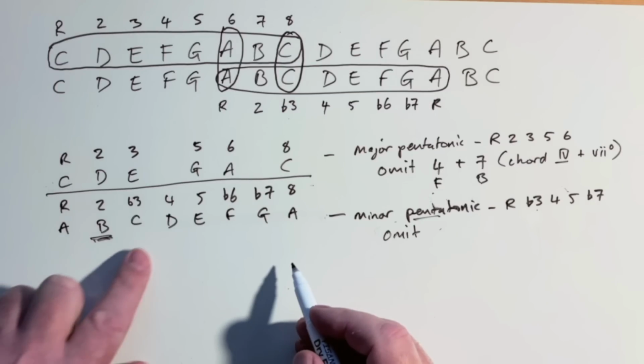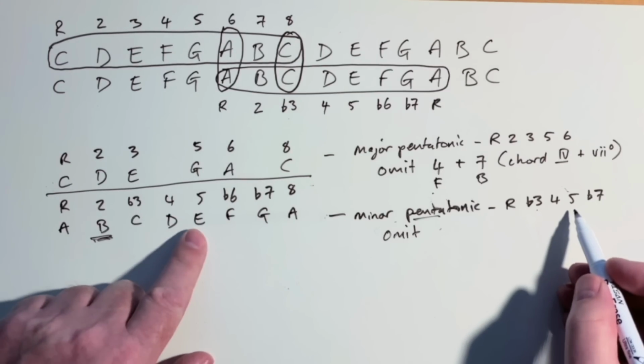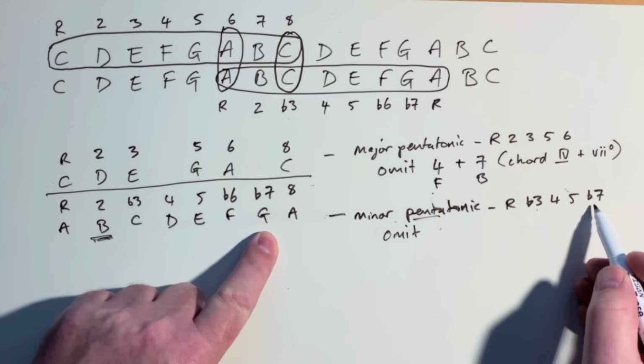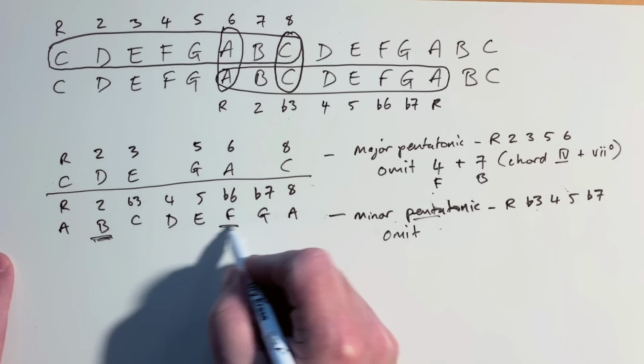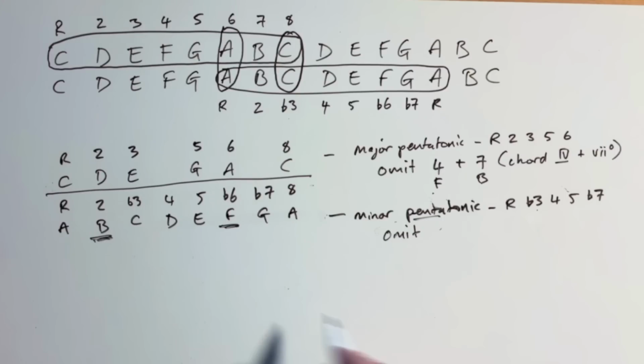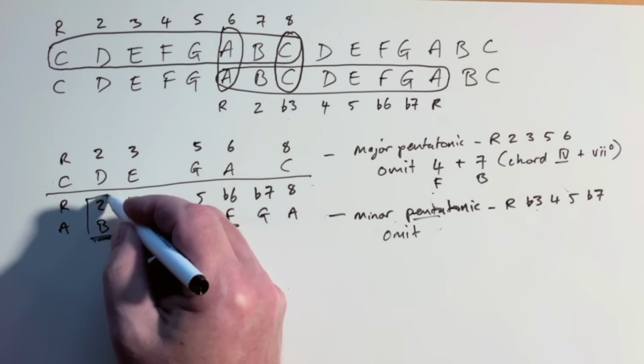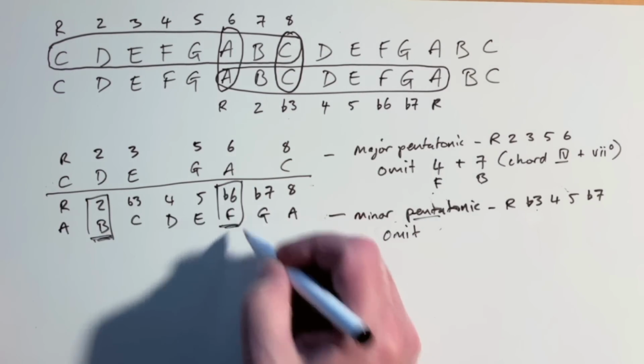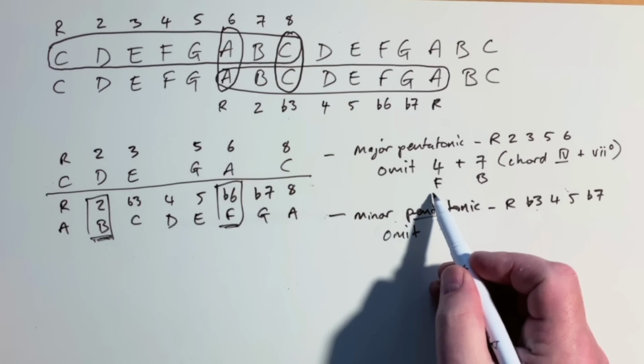Right, well, let's see what else we need to omit. We've got the fourth, we've got the fifth, and then we get to the flat seventh here, which means we have to get rid of this flat six. Now, the curious thing is if you want to look at this, you can see that that second and that flat six there are an F and a B.